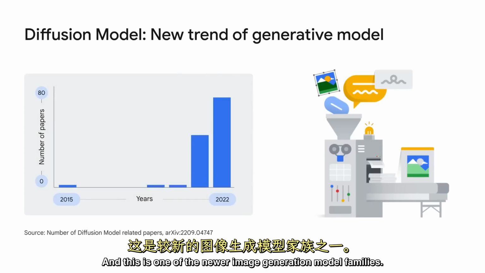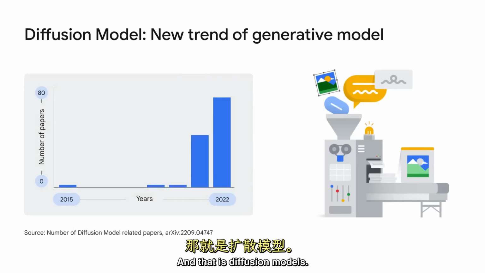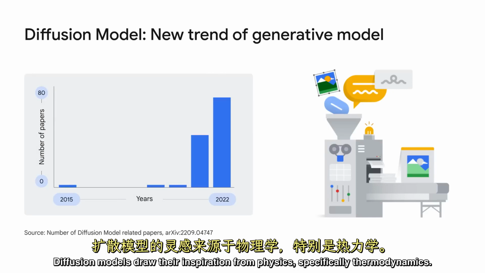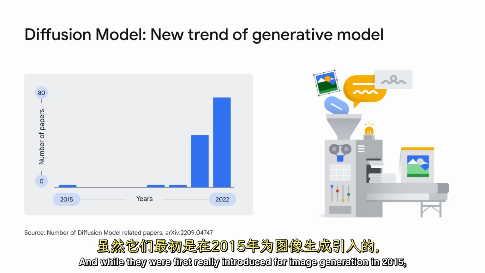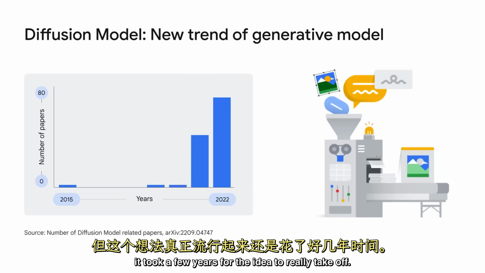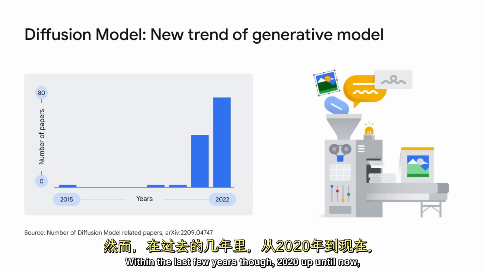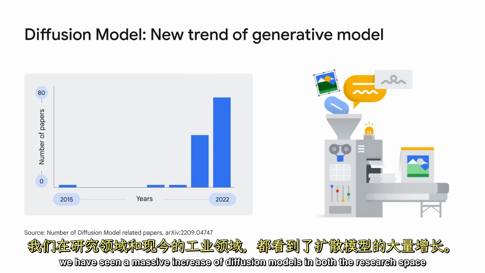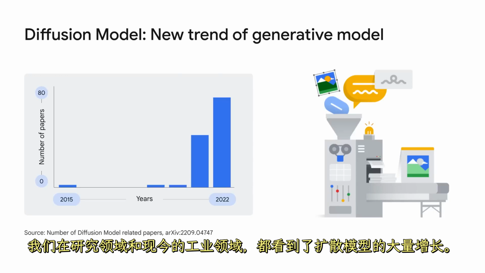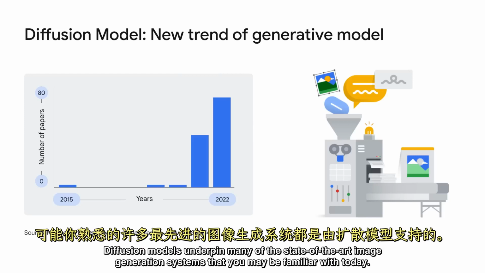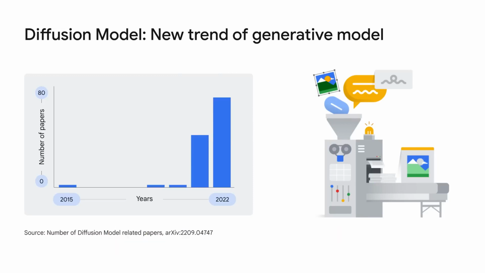And this is one of the newer image generation model families, and that is diffusion models. Diffusion models draw their inspiration from physics, specifically thermodynamics. And while they were first introduced for image generation in 2015, it took a few years for the idea to really take off. Within the last few years, though, 2020 up until now, we have seen a massive increase of diffusion models in both the research space and now today in the industry space as well. Diffusion models underpin many of the state-of-the-art image generation systems that you may be familiar with today.